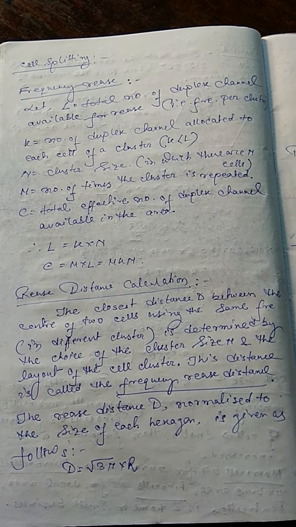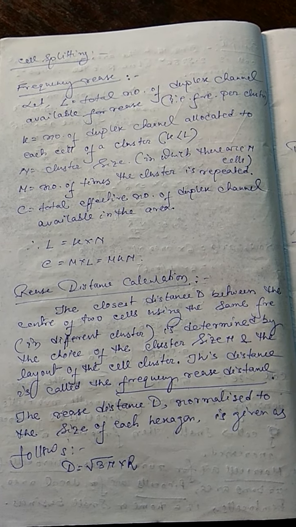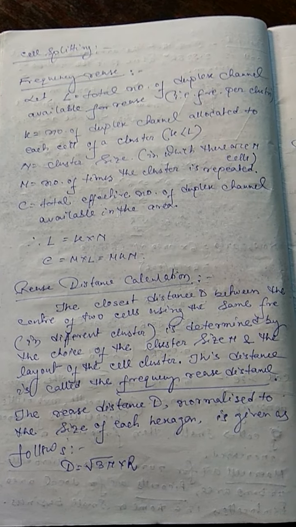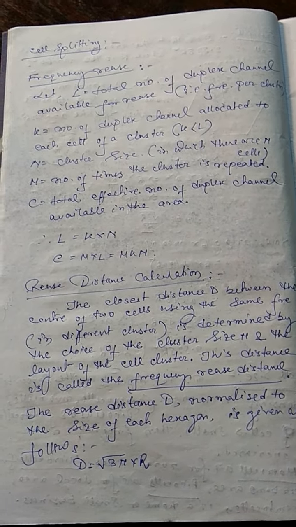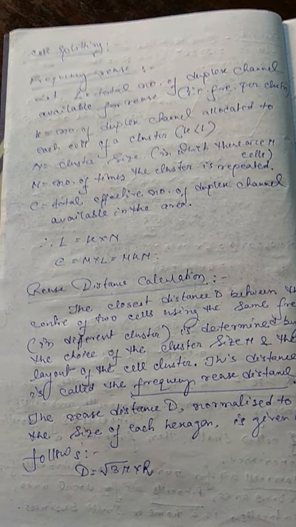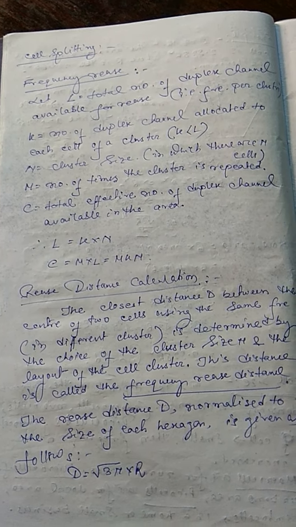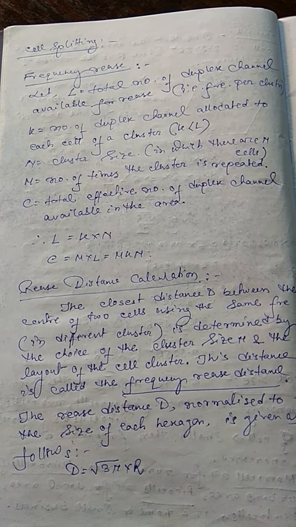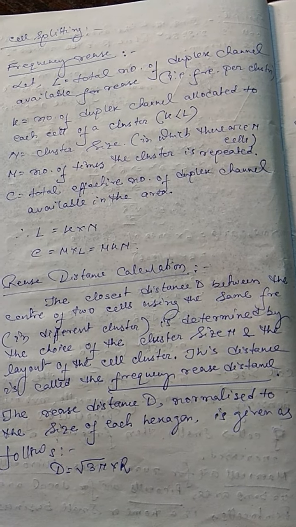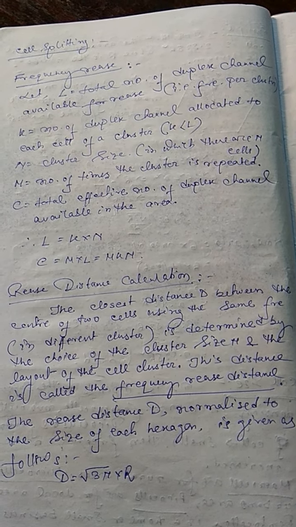Okay, next topic is frequency reuse distance, or reuse distance calculation. First of all, what is frequency reuse, I told you in the last class. But there is a problem: between two clusters there is a minimum distance we have to maintain for that frequency reuse method. So first of all we have to know what we mean by frequency reuse distance.